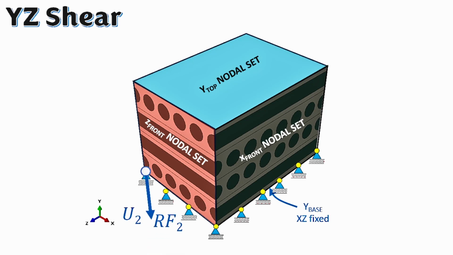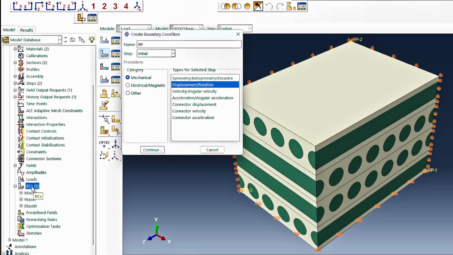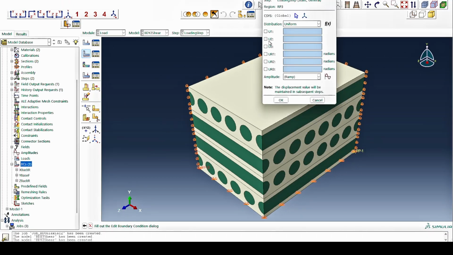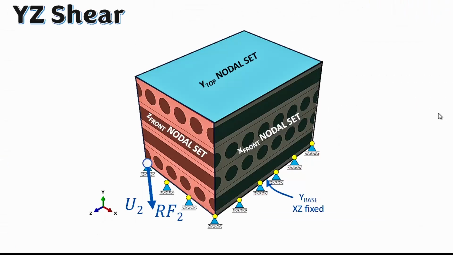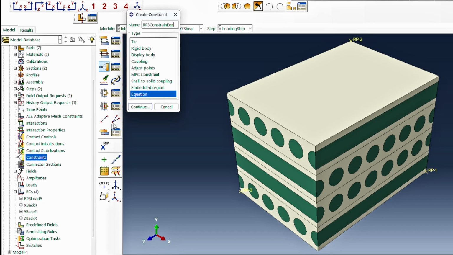So what we're looking for, we're going to then apply a load at reference point 3 in the y direction. So I'm going to call my loading here reference point 3 load y, and it will be a loading history. Okay, and it's going to be on reference point 3, and we're going to deform the system in the 2 direction. The next thing we need to do is to consider the constraint equation for that, and the constraint equation here would be the reference point 3 constraint equation.